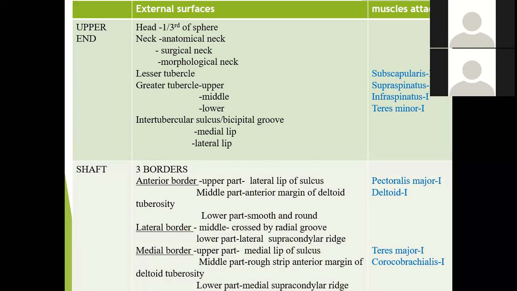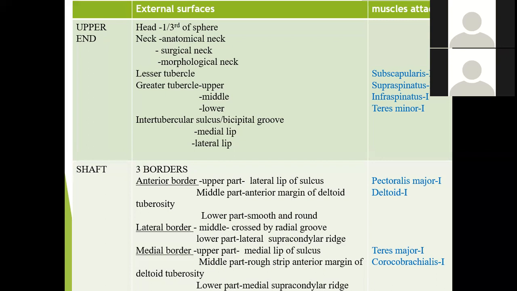Overall, in this tabular column, you can see all those muscles which are attached in the upper part of the humerus are inserted. No muscle is originated here. So first we saw six muscles inserted. Second, we can see the lateral lip and medial lip. Lateral lip muscle is pectoralis major, deltoid tuberosity muscle is the deltoid muscle, and medial lip muscle is teres major. The lateral lip gives insertion for pectoralis major, and the medial lip of the intertubercular sulcus gives insertion for teres major.